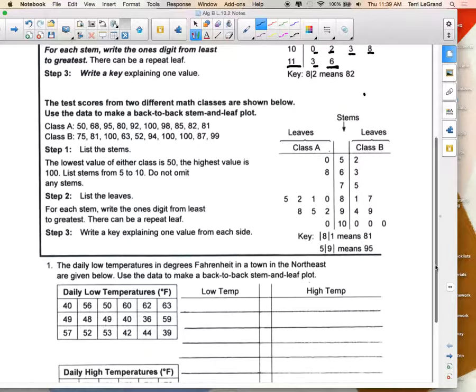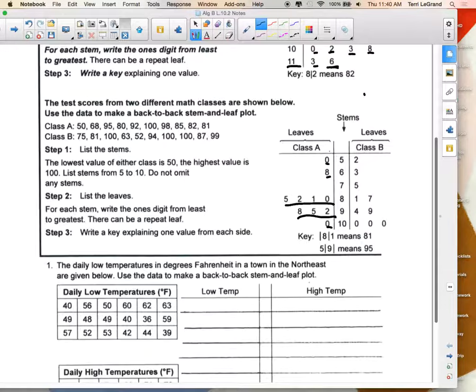So here I am, I'm comparing test scores between Class A and Class B. So maybe I have my Algebra A and I have my Algebra B students, and I'm comparing test scores. And I made a back-to-back stem and leaf plot. How many students do I have in Class A? How many students took this test? 1, 2, 4 more, that's 6. 3 more, that's 9, 10.